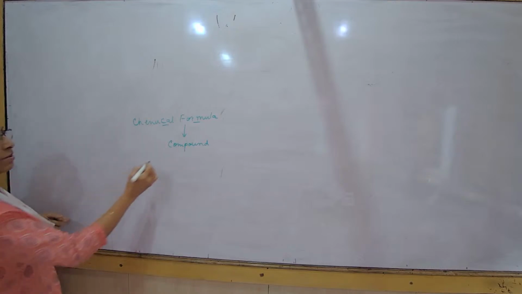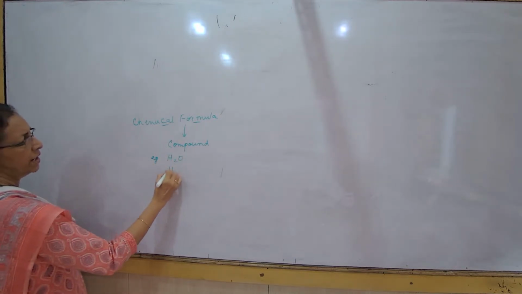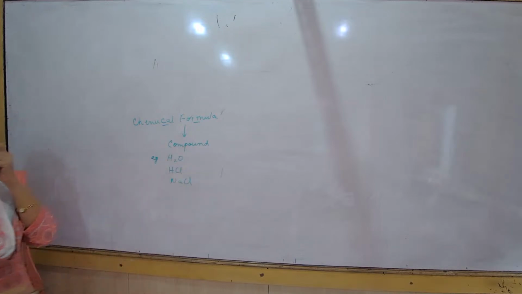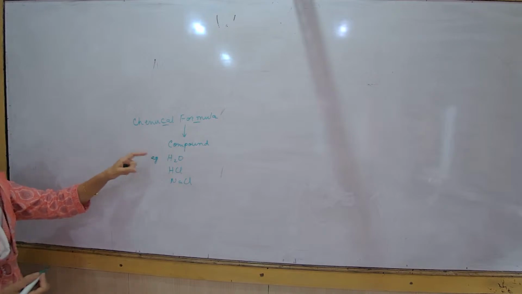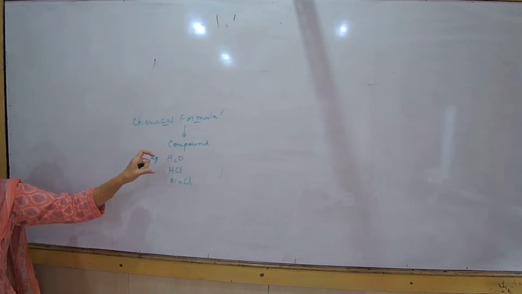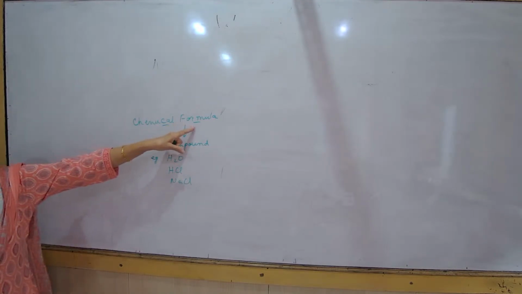The simplest of the compounds, the example I'm always giving you, is water. Or let us say hydrochloric acid or sodium chloride. All these are compounds. Carbon dioxide. So how do we represent them? Instead of writing it in words, we write it in the form of a small abbreviation, and this is what is known as a formula.